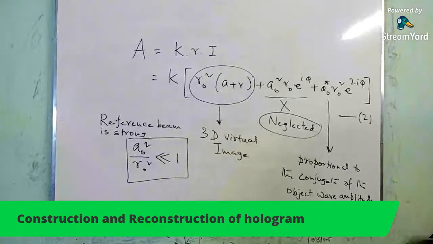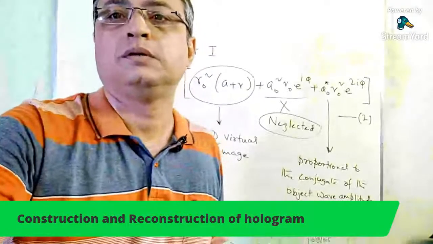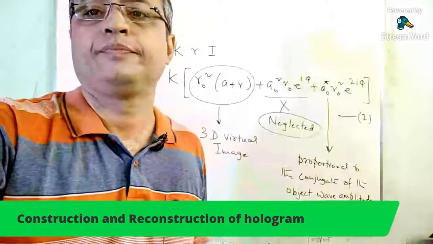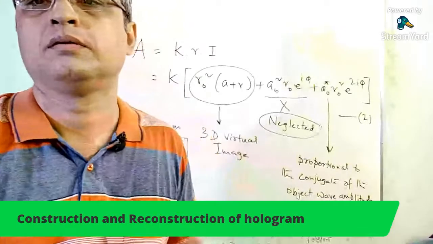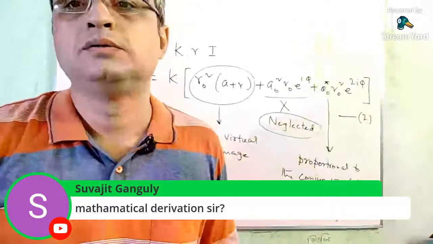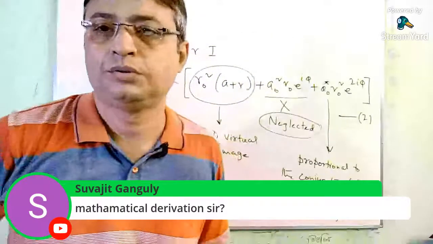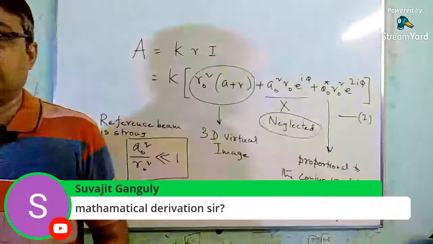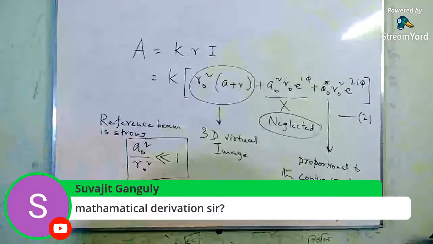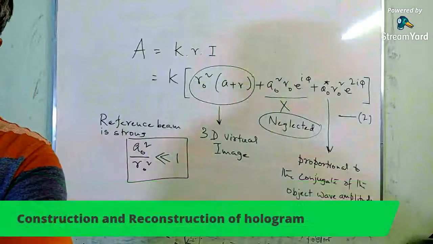Okay. Clear? Mathematical derivation of what? Shubhajit? Which mathematical derivation do you require? I have derived both the construction and the reconstruction procedure. So which one?